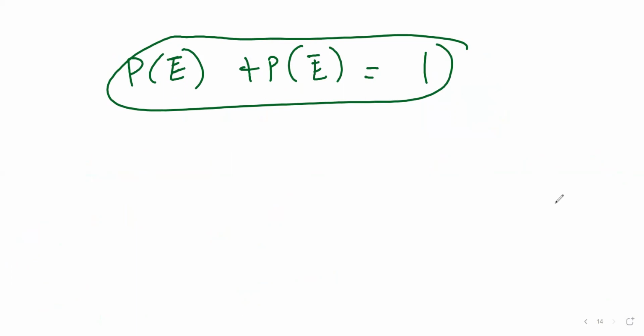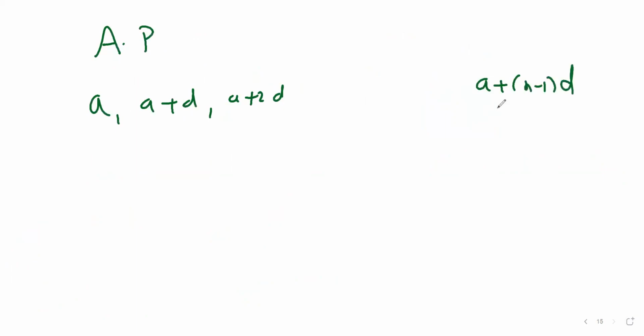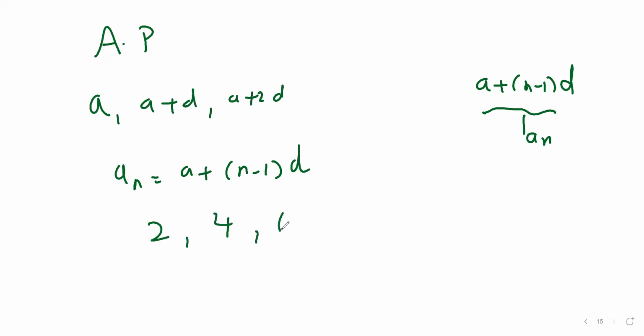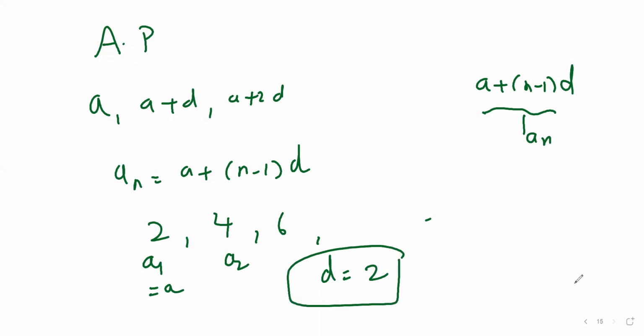And I'll just go to AP, arithmetic progression. A, A plus D, A plus 2D, and so on, then A plus n minus 1 into D. That is the nth term, the general expression for the nth term: An is A plus n minus 1 into D. D can be positive or negative. Like if it is 2, 4, 6, this is A1, the first term, which is A. The second term is A2. D is what? 2 here: 4 minus 2 or 6 minus 4, the common difference.